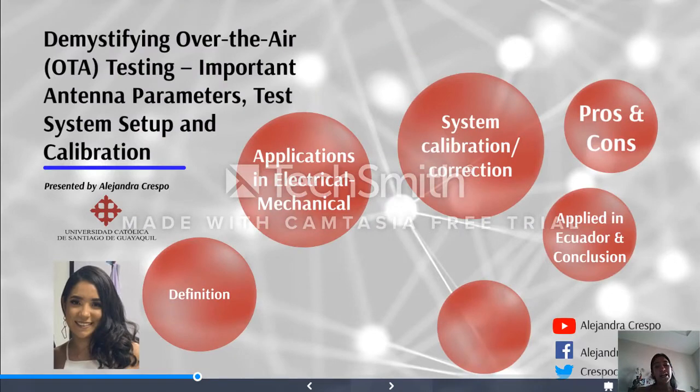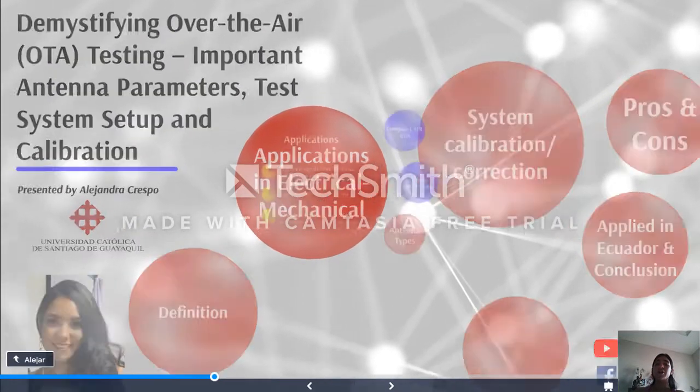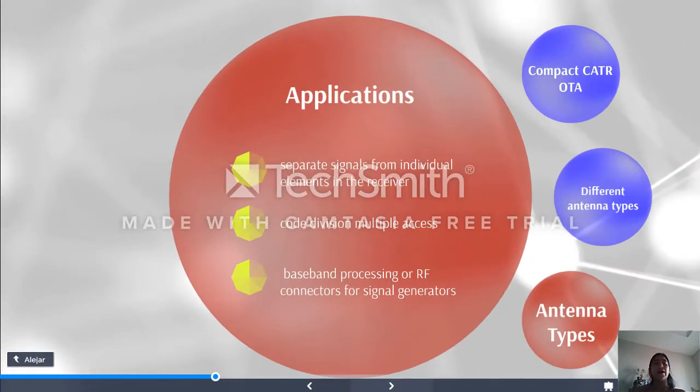And applications in electrical mechanics. We have first, separate signals for individual elements in the receiver. Second, code division multiple access. And third, baseband processing or RF connector for signal generators.